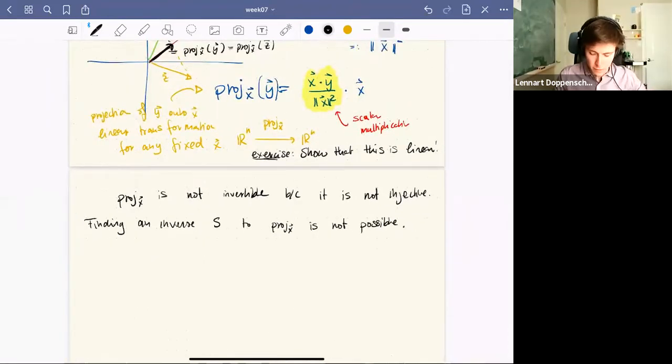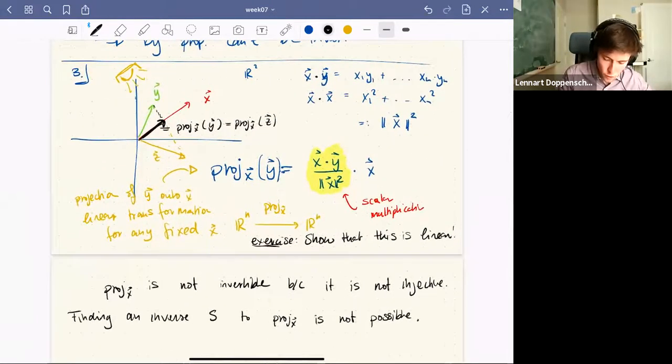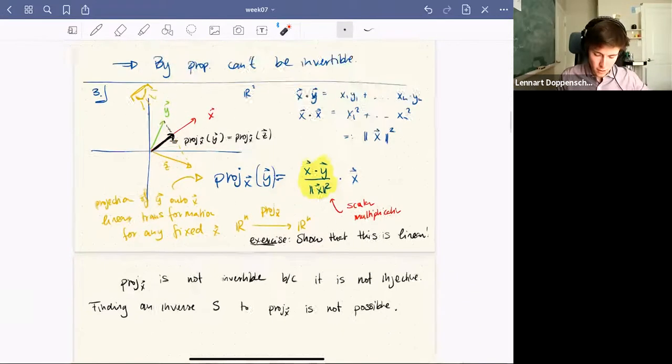You'd have to decide where to put this vector. If you apply the composition of this inverse with the projection to y, it has to go back to y. But if you apply the composition of the inverse with the projection to z, it has to go back to z. So you can't decide where to put this inverse, whether here or anywhere else.